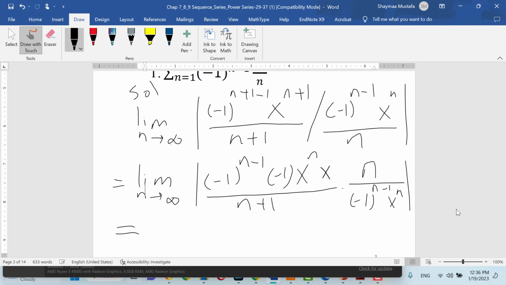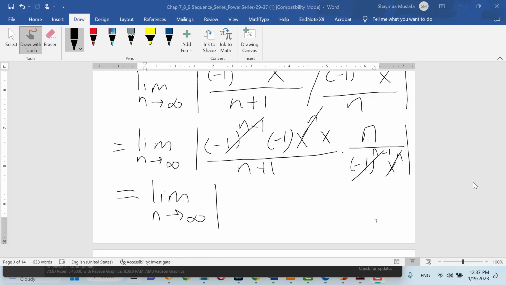Now we cancel this one with this one, and this one is also cancelled. So you have only the limit when n goes to infinity of minus 1 times x times n over n plus 1. The minus goes outside the absolute value.